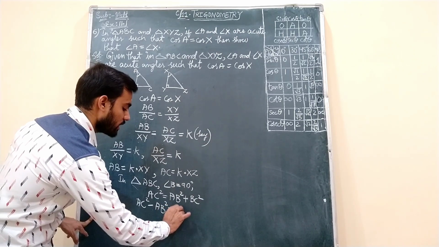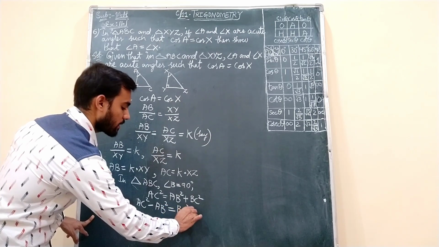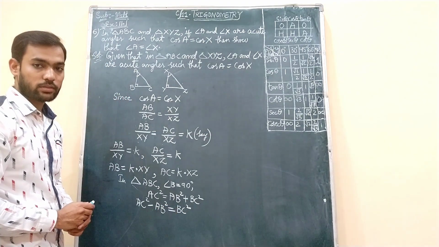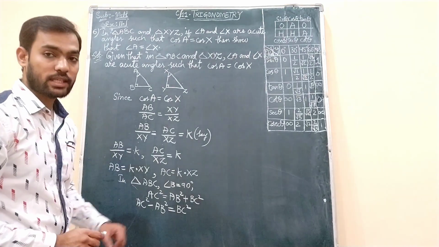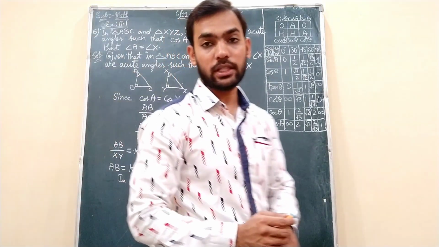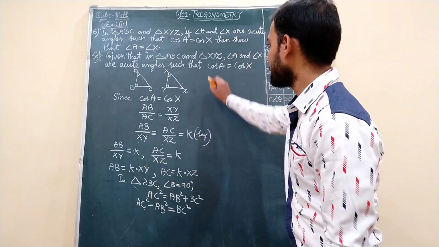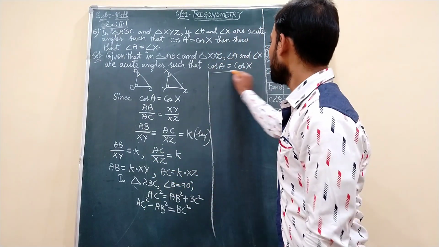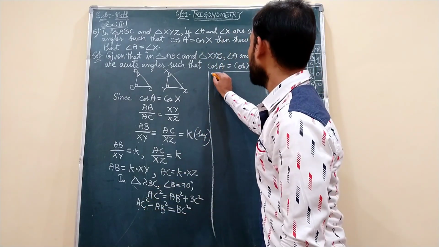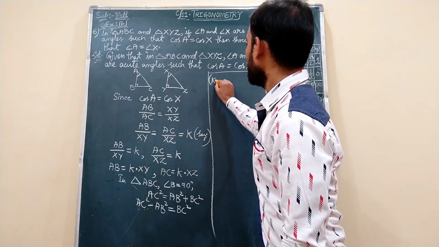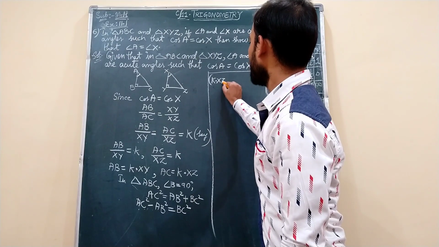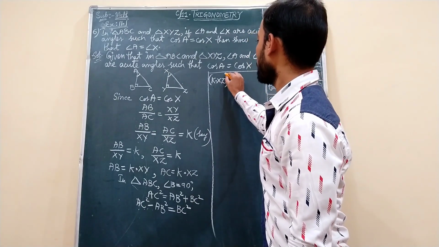Right side remains what? Right side remains BC square. Okay students, what is the value of AC and AB? That we will substitute now. AC value just now we got here K into XZ. Okay, so in place of AC I will write K into XZ whole square.